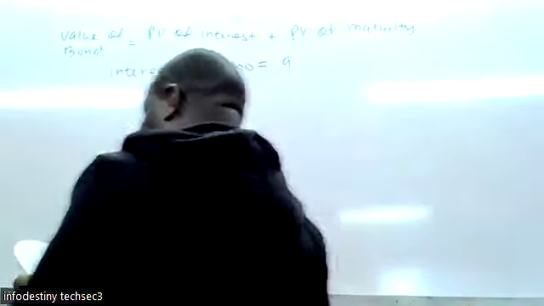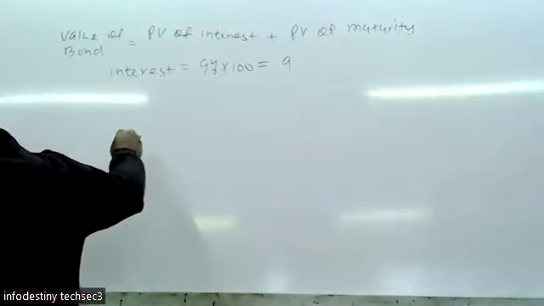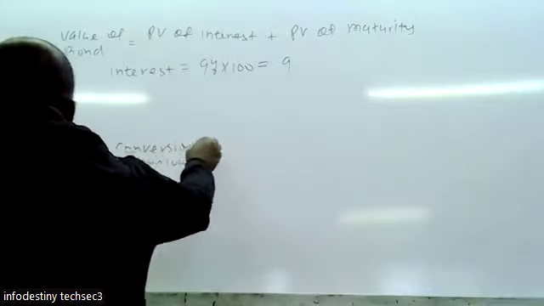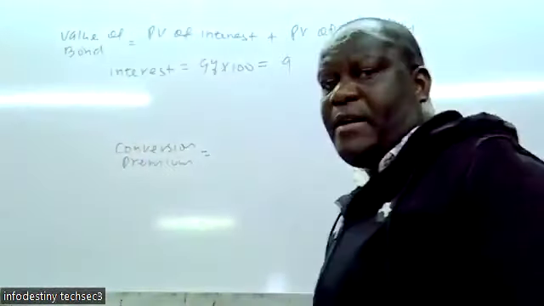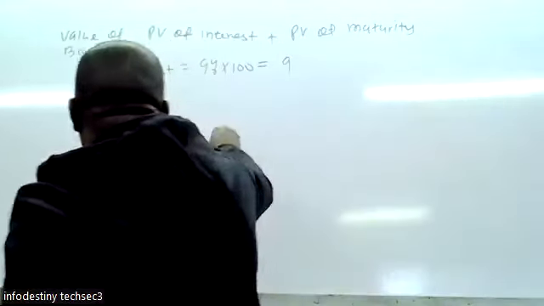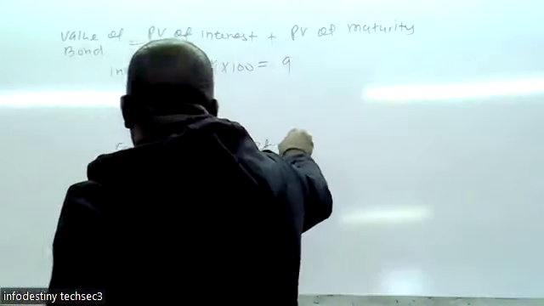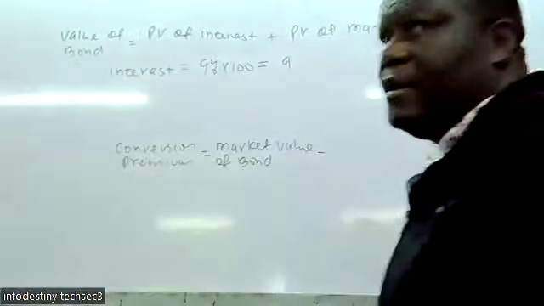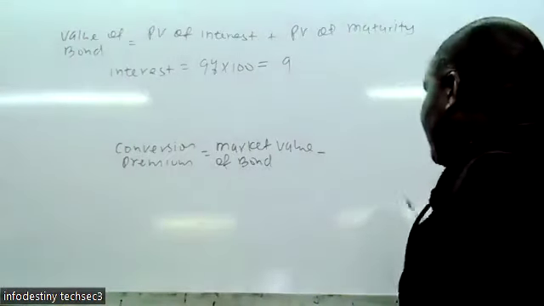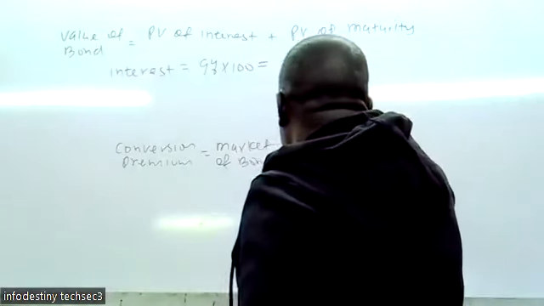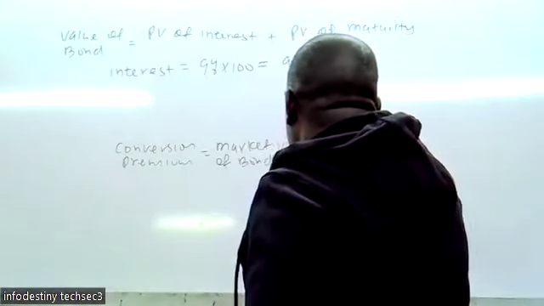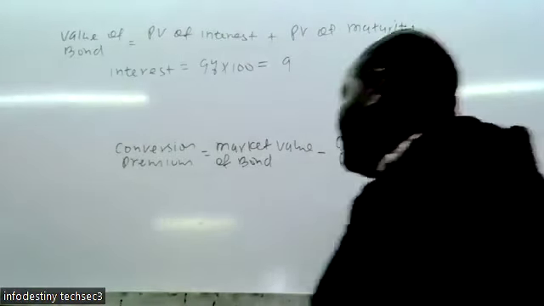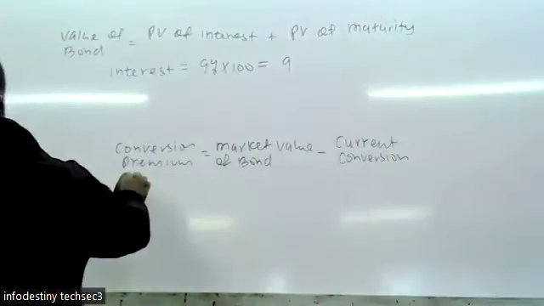the conversion premium is supposed to be equal to: you simply take the market value of the bond, then you subtract the current conversion value, and divide by the current conversion value.